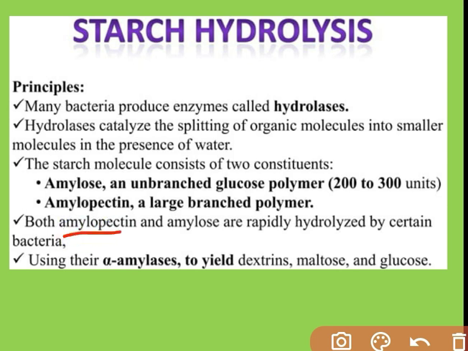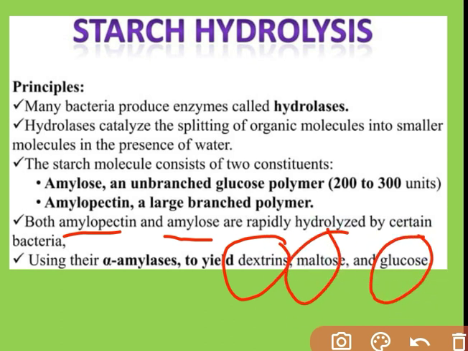Both amylopectin and amylose are rapidly hydrolyzed by certain bacteria, for example Bacillus subtilis, and fungi like Aspergillus niger, using the alpha types of amylases, and this yields dextrins, maltose and glucose.